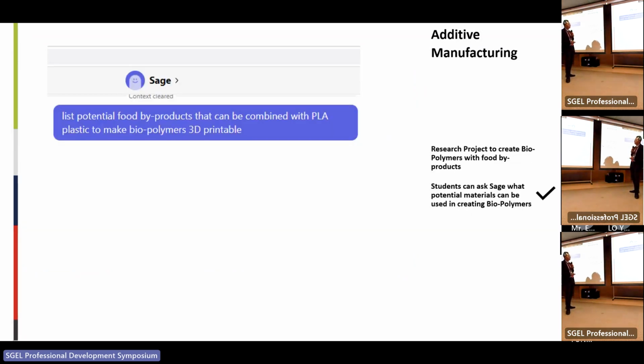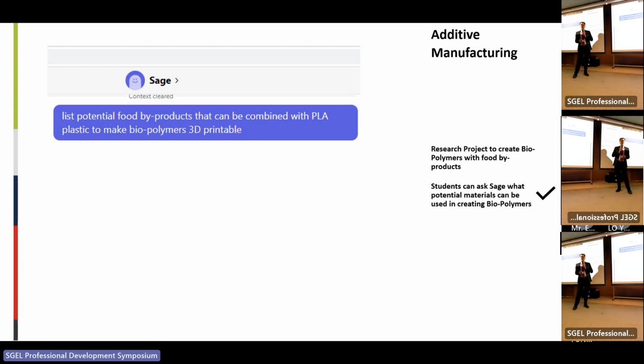So how do ChatGPT and these chatbots help? We use Sage or ChatGPT. We go to POE.com, which was mentioned before. The website has these chatbots. I have a research project where I'm looking at using biological material with some biodegradable plastic to make a biopolymer, trying to make a biodegradable polymer using food byproducts.